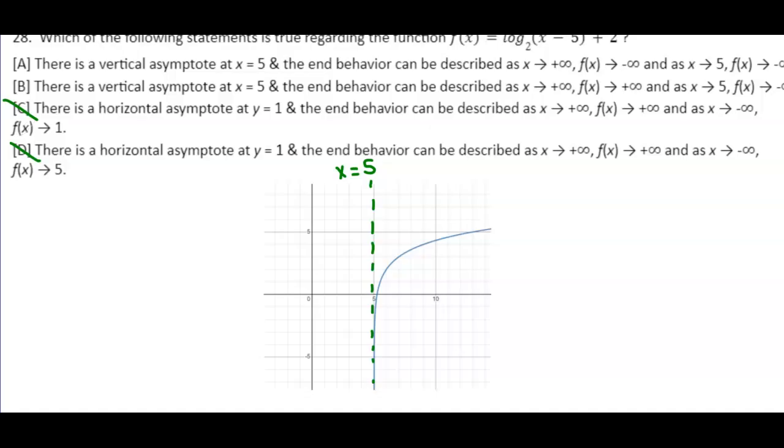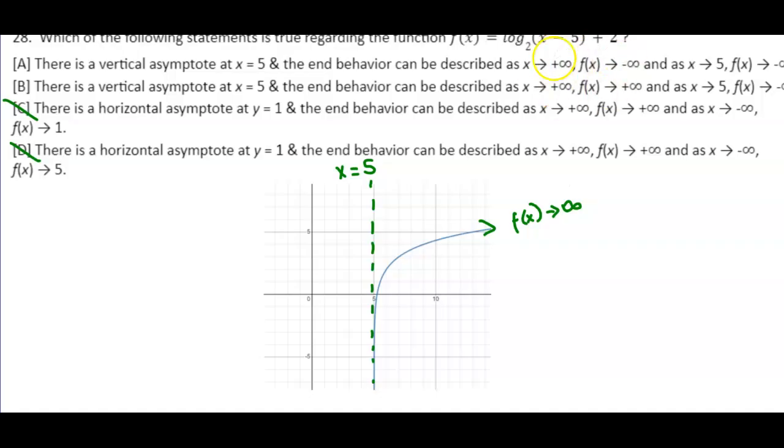So let's take a look at our end behavior doing the right side first. As my x's are increasing, so as x goes to positive infinity, so I'm going to the right, in this case my y's are going up. All right, my y's are approaching positive infinity on the right-hand side.